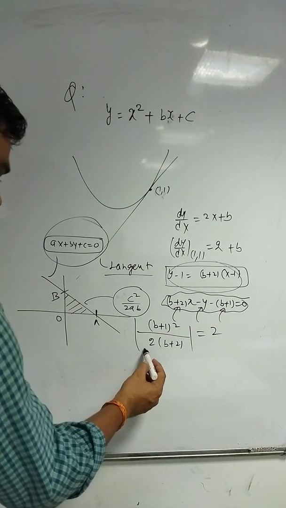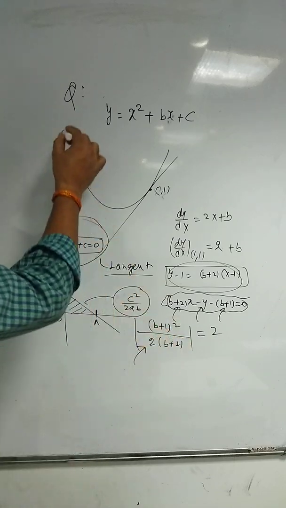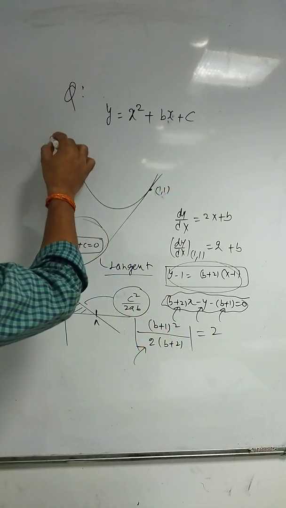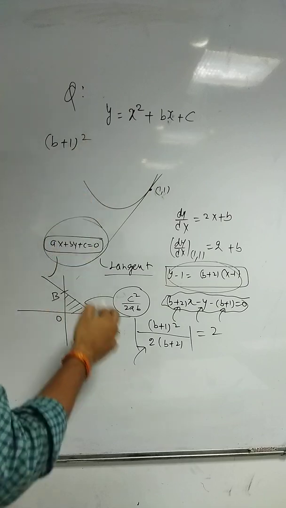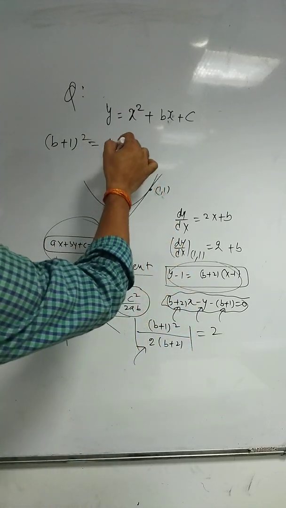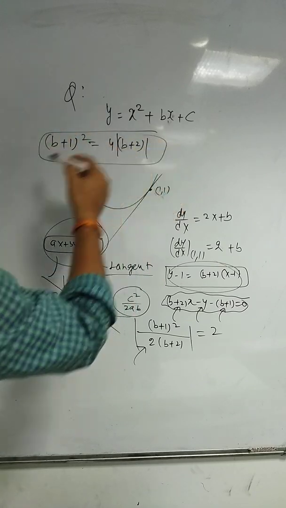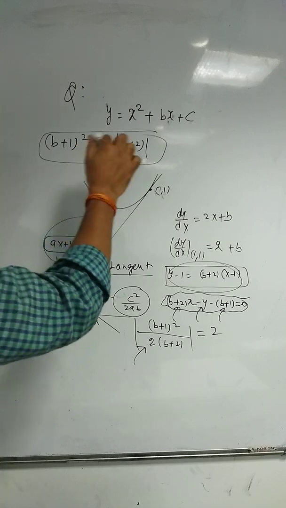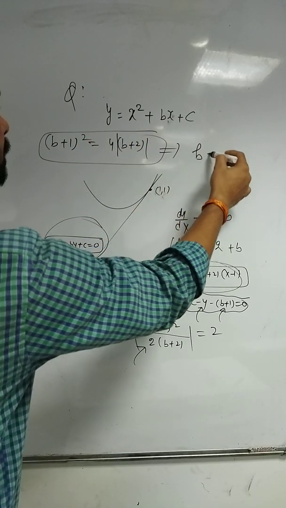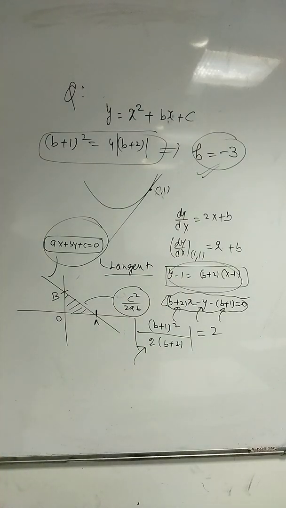So from here you can take two cases. The mod of (b plus 1) whole square is just b plus 1 whole square, and this will come out 4b plus 2. There are two cases, once take the plus sign, once take the minus sign. So the integral value of b you will get is minus 3. In both cases, the integral value of b will be minus 3.